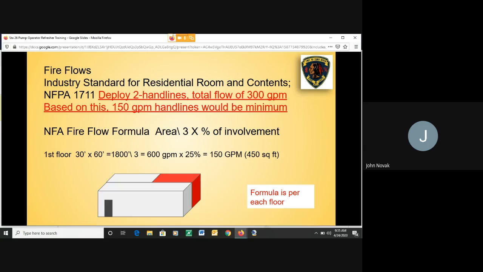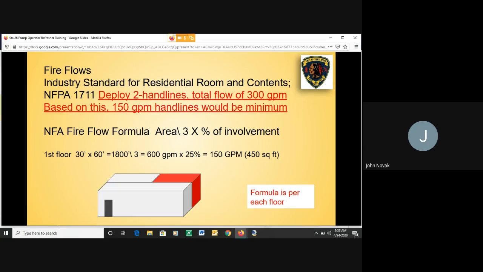So that's where that 150 GPM minimum flow to start an offensive fire attack in a residential type building comes from. We can look at the National Fire Academy fire flow formula. It's basically just a guideline to give our fire officers, incident commander, just an idea of how much water he possibly may need based on the building that the fire's in, how far the fire has advanced, that type of thing. The formula is basically area divided by 3 times percentage of involvement.